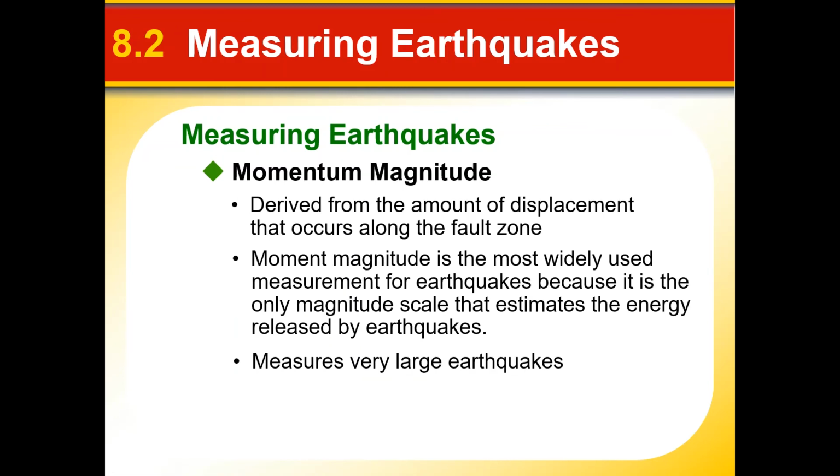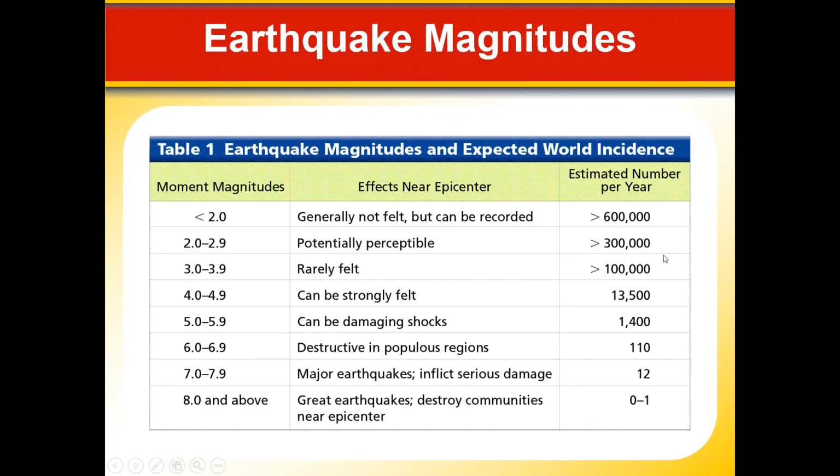And then, in measuring earthquakes, we have the moment magnitude. It is derived from the amount of displacement that occurs along the fault zone. The moment magnitude is the most widely used measurement for earthquakes because it is the only magnitude scale that estimates the energy released by earthquakes, and it can measure the very large ones. Okay, so these are the magnitudes that are expected worldwide.